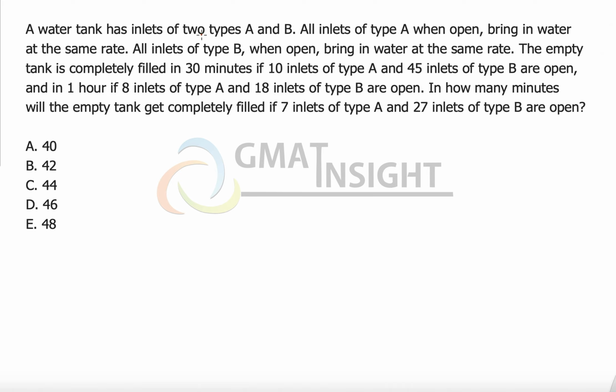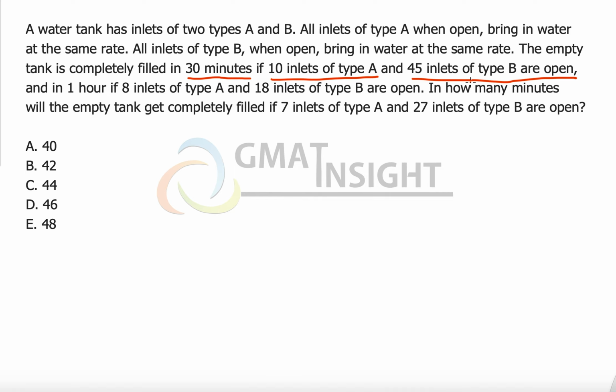A water tank has inlets of two types, type A and type B. All inlets of type A are open and they bring in the water at the same rate. Similarly, all B are the same. The empty tank is completely filled in 30 minutes. Okay, so that's one set of information: 30 minutes if 10A and 45B are open simultaneously.